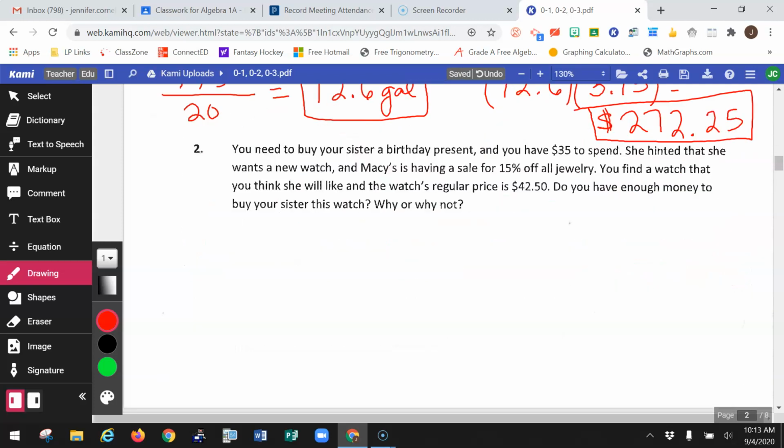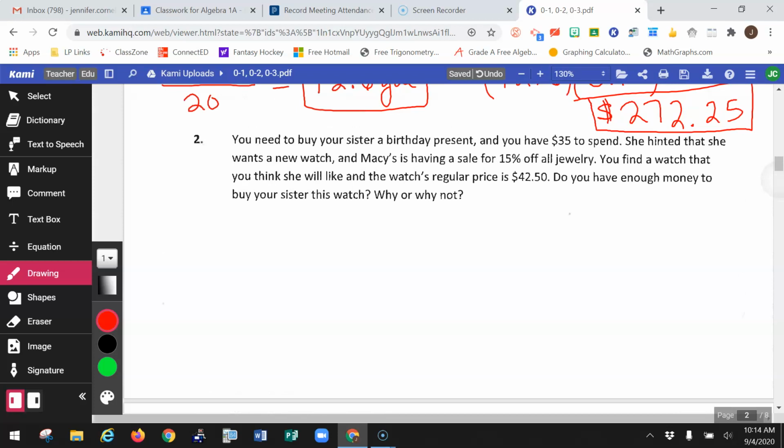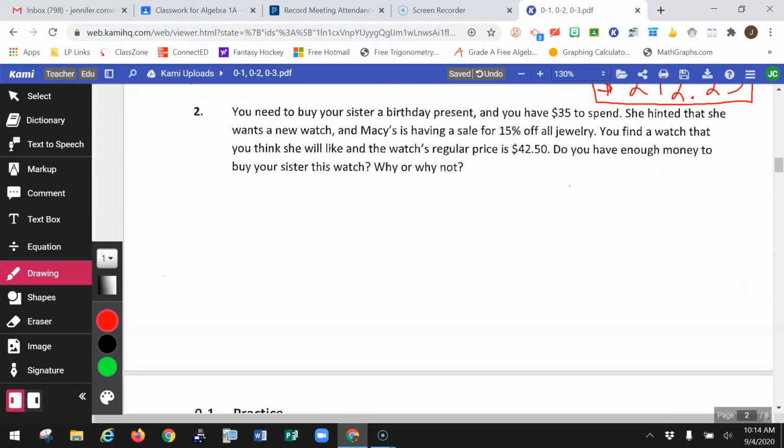Okay, and then this one is you're going to buy your sister a birthday present, and you have $35 to spend. She hinted that she wanted a watch, and Macy's is having a sale for 15% off. So we have $35, we get 15% off, and the watch's regular price was $42.50. Do you have enough money? Well, let's figure it out. What's the discount? What are we allowed to take off?